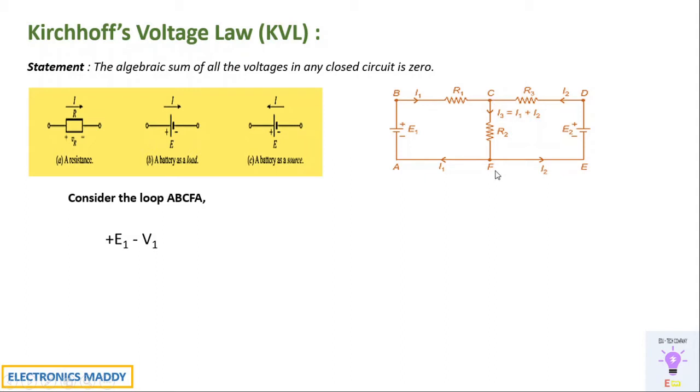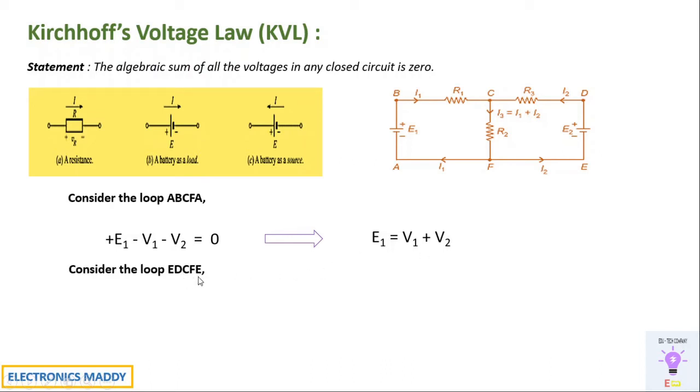Next, from C to F, we again have plus with respect to the resistor and minus with respect to R2. So we'll write minus V2, as I mentioned with respect to the convention that we are following. Again, from F to A we don't have any other branches, so we'll equate it to 0. That is what the statement says: the algebraic sum of all the voltages in any closed circuit is 0. Once this is done, we can simplify this further by transferring V1 and V2 to the RHS, and we can write E1 is equal to V1 plus V2. This is one of the equations.